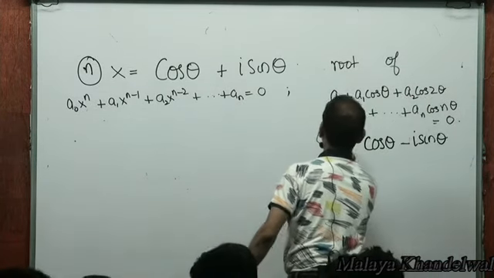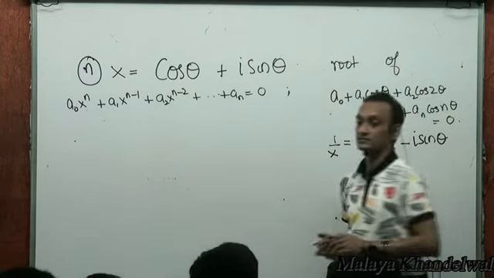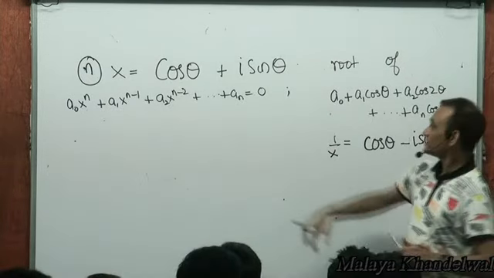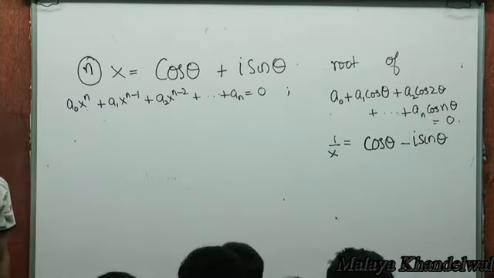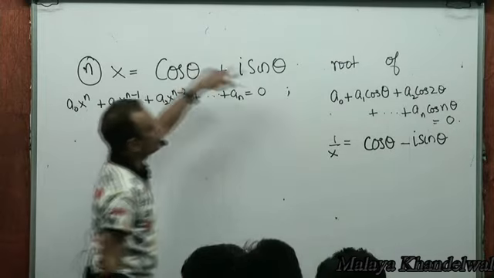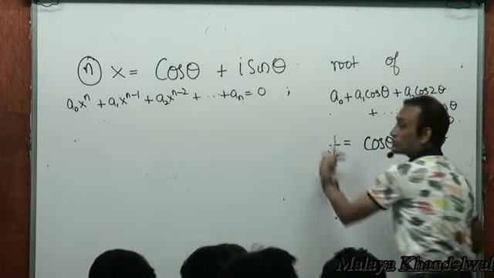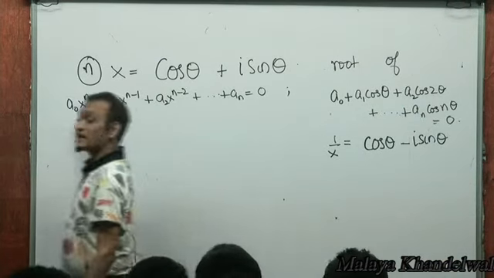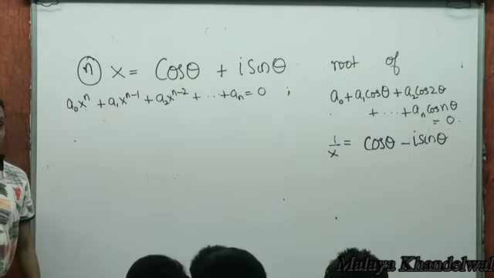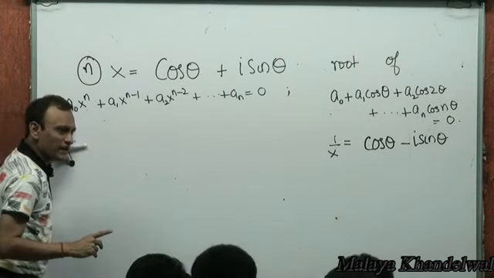But cos theta minus i sin theta, do you realize, is 1 by x? If this is x, then that's 1 by x. Yes or no? So if x is a root, cos theta minus i sin theta, which turns out to be 1 by x, will also be a root. So I can replace x by 1 by x. Right? 1 by x is a root.